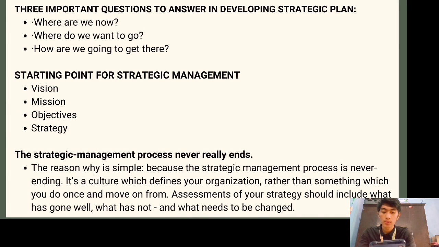There are three important questions to answer in developing a strategic plan. The first question is, where are we now? They need to know the condition and the position of their organization. The second is, where do we want to go? It is the specific or target objectives and goals of the organization. And the final question is, how are we going to get there? It is the action they need to implement to accomplish a certain objective or goal.